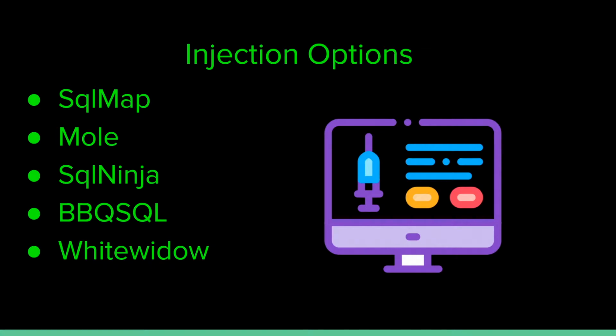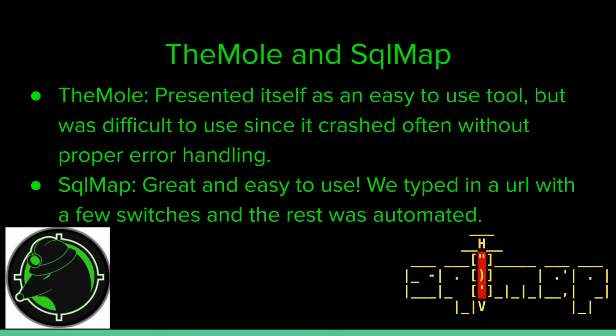The Mole was supposed to be something really easy, so we decided to go with it. But it was actually difficult to use, since it crashed often without proper error handling. We gave it the URL, we gave it a needle, and then we gave it a schematic, and it ran half the time, and the other half it just crashed. It didn't give us any kind of errors. It just closed the program and that was it. The other times it would actually give us information, but it was usually kind of lackluster compared to SQL Map, which was really great and really easy to use.